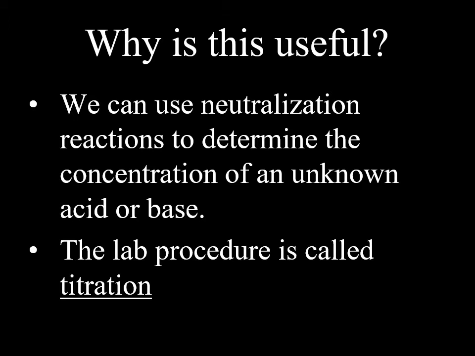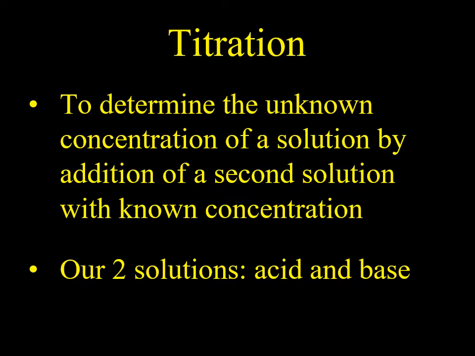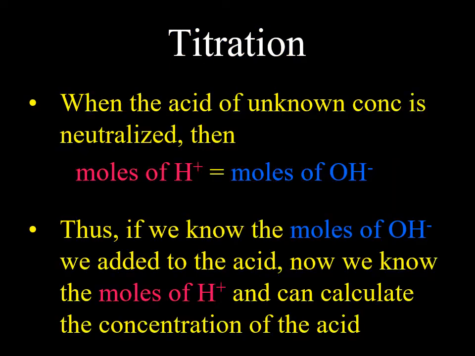So let's say you went out into the field and you collected a water sample from somewhere and you're, I don't know, studying acid rain, for example. You want to find out what the concentration of acid is in this sample. This is a way you could actually measure that amount of acid. So titration. Titration means to determine the unknown concentration of a solution by the addition of a second solution with known concentration. In our case, the two solutions will be acid and base.